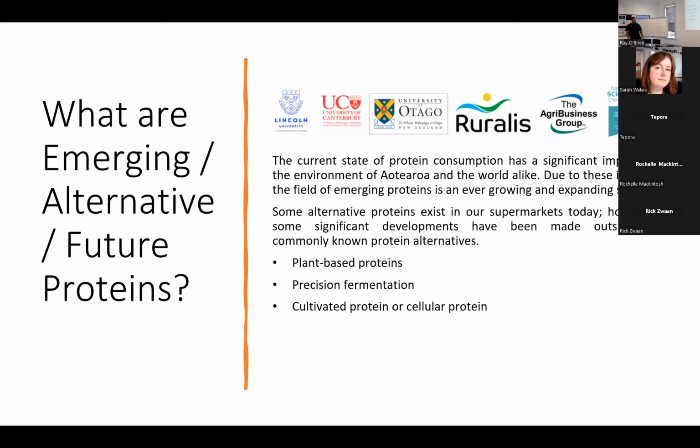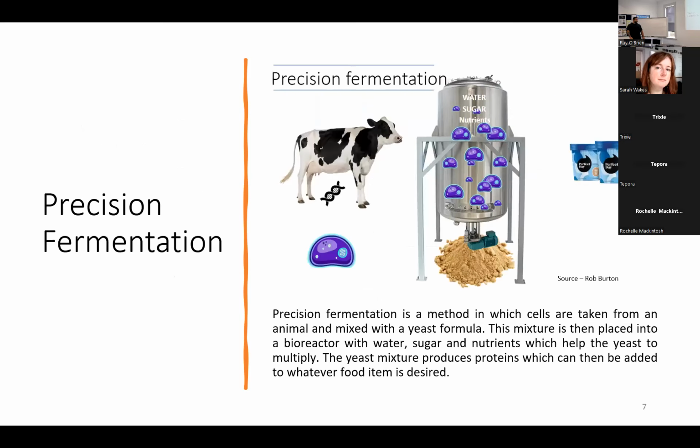So what are emerging alternatives or future proteins? There's a large number of labels applied to them, and essentially they're the bottom three here. Plant-based proteins we all know because you've probably seen them in the supermarket, but precision fermentation, cultivated protein or cellular protein processes were again a total foreign concept to me when I first started this. These are the ones really being looked at as the alternative proteins in terms of moving forward in a world potentially moving away from agriculture.